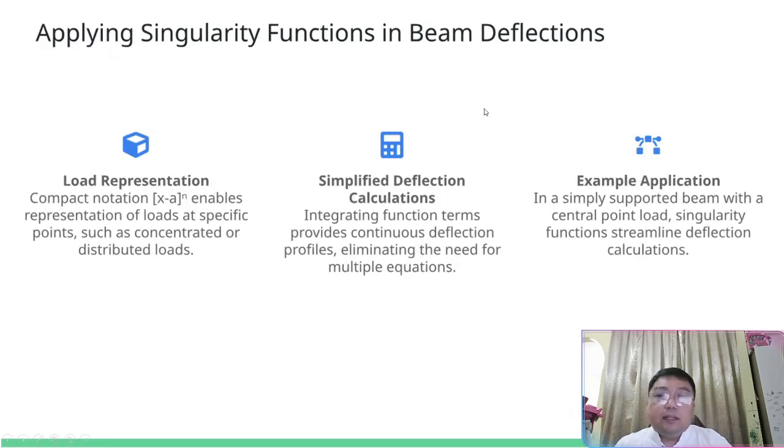Load representation: compact notation enables representation of loads at specific points, such as concentrated and distributed loads. Simplified deflection calculation: integrating the function terms provides a continuous deflection profile, eliminating the need for multiple equations. An example application is a simply supported beam with a center point load, where the singularity function streamlines the deflection calculation. So this is the function of the singularity function.